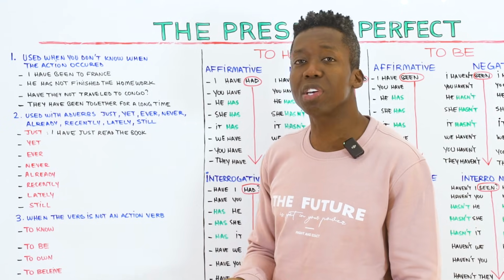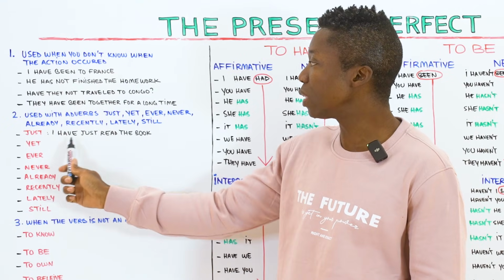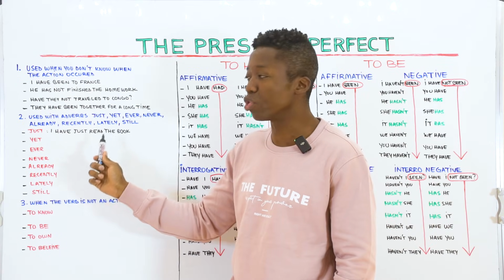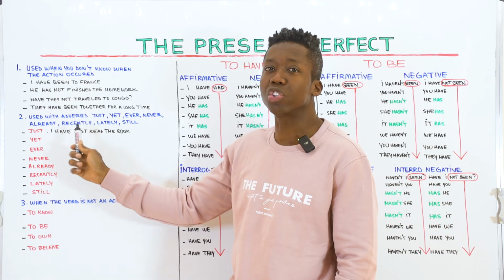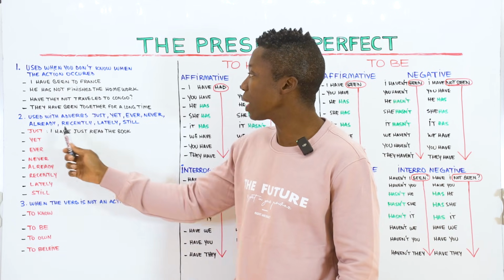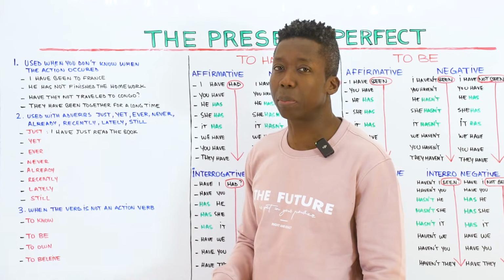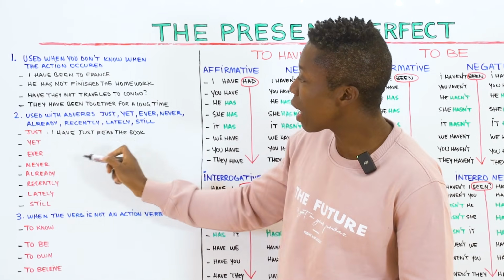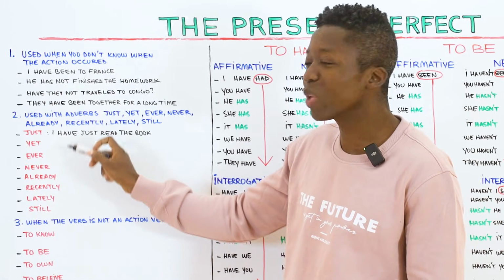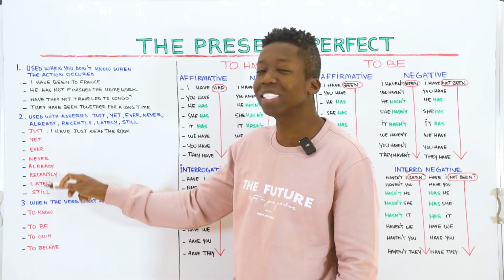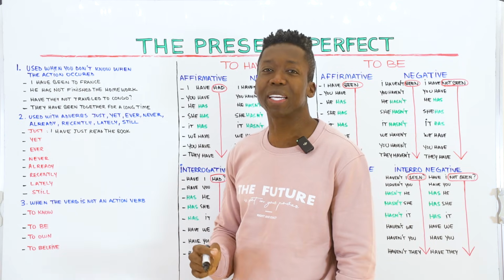Et vous voyez où j'ai mis l'adverbe entre l'auxiliaire et le verbe. I have just read. Don't say I just have read. Don't say I have read just the book. Okay? All right, so now let's see how we can use all these different adverbs with the same sentence.